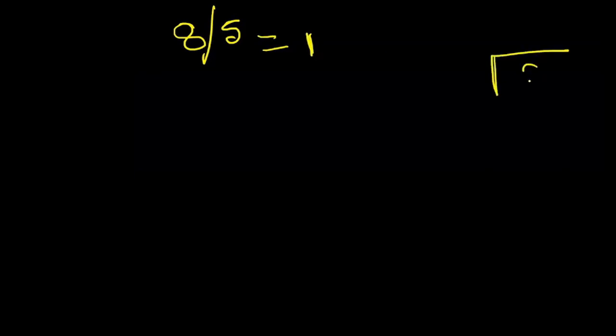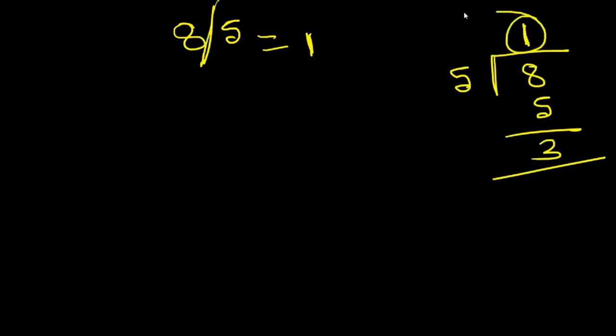How? See guys, you are dividing 8 by 5. So what is the quotient? 1. And what is the remainder? 3. So 8 by 5 gives you the quotient part. Whenever you use the division operator now, you will always get the quotient part, right? So it is a floor division.